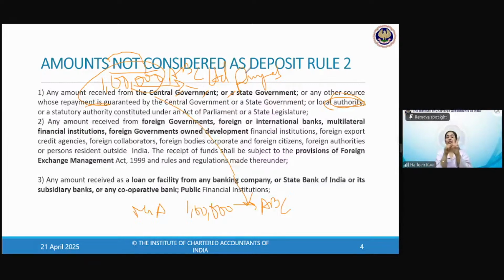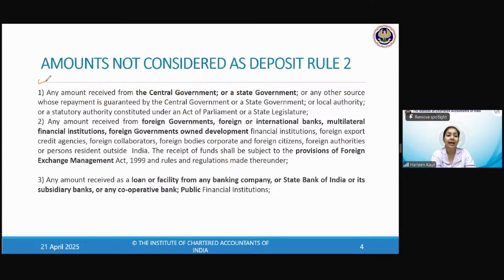So the first point tells us two things. Central government se paisa aaya, not a deposit. State government se aaya, not a deposit. Guarantee given for the repayment by central or state government or any local authorities, or statutory authorities formed under the Act of Parliament, these amounts will not be considered as deposits. So how do we have to remember this? In short, any money received from Indian government is not a deposit. जहां पे गवर्नमेंट की बात हो जाएगी ना, चाहे सेंट्रल या स्टेट की, वो डिपॉजिट नहीं. ठीक है? All those who have written in the comments also absolutely correct.